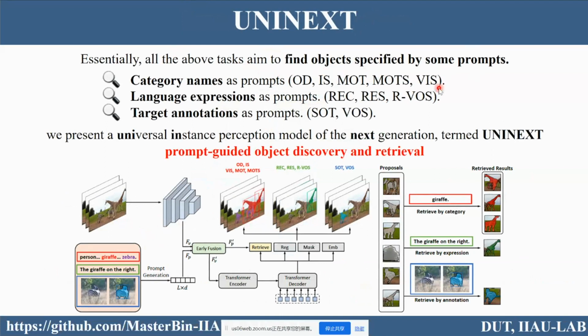specified by some prompts. For example, category names as prompts, including object detection, instance segmentation, MOT, MOTS, and VIS, and language expression as prompts, including REC, RES, and RVOS, and target annotation as prompts, including SOT and VOS. So in this work, we present a universal instance perception model of the next generation termed Uninext, which can unify 10 instance perception tasks into a prompt-guided object discovery and retrieval fashion. In the following parts, I will introduce our Uninext framework.